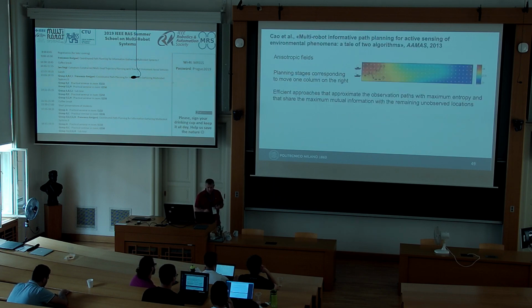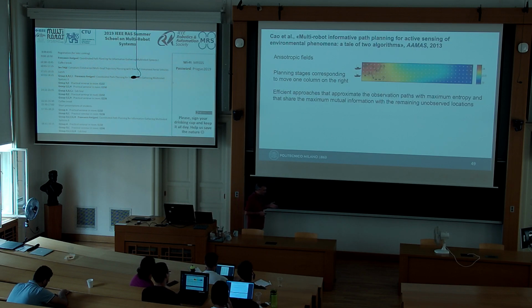This is another similar approach in which the coordination between the robots is completely different. In this case, this is EMAS 2013. So we assume to have an anisotropic field. This means that the main direction of change of this field is along a single direction. Okay, so this means, for example, in this example, the main direction of change is this one. So this means that along the vertical direction, the field doesn't change too much.